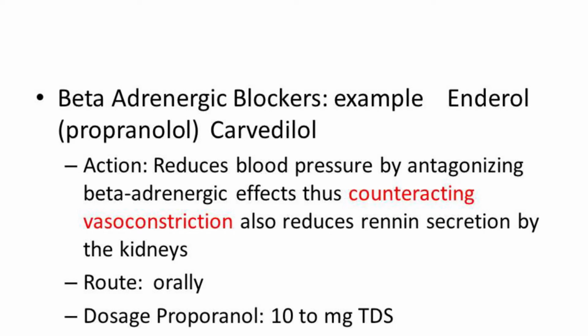Another category of drugs that are commonly prescribed are the beta adrenergic blockers, or people just refer to them as beta blockers. Common examples in our setting are atenolol, propranolol, and carvedilol, and all these drugs counteract vasoconstriction. It means that they are going to cause vasodilatation. Let's take an example of propranolol, which is commonly prescribed here. It can be administered as 10 milligrams once or twice a day, usually through the oral route, and it will have its effect.